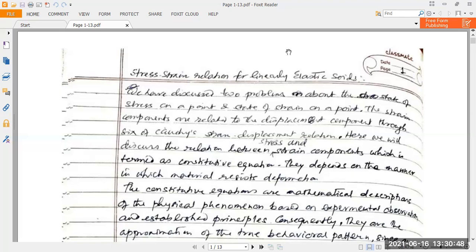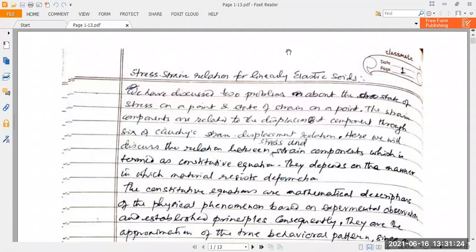This term constitutive may have certain specific meaning. Actually, these equations, which are thus defined, are based on practical data in which the material resists the deformation itself. And the constitutive equations are mathematical equations describing the physical phenomenon, based on experimental observation and established principles. So what do you mean by classification?